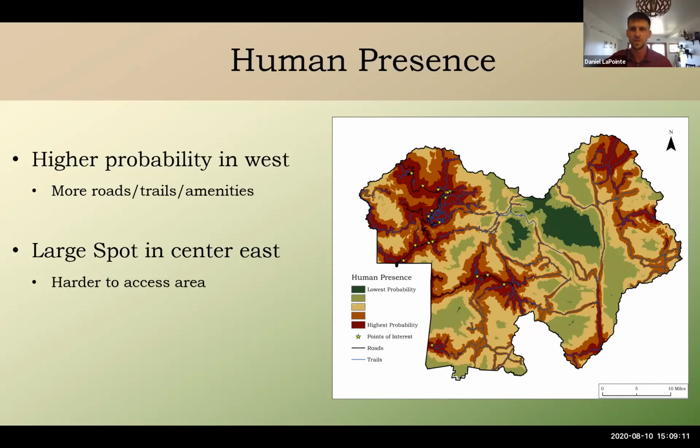If you look towards the eastern portion, you do see some high probability areas. That's mostly on trails, and then kind of on the eastern boundary in the center, that is Mount Whitney, which is a more popular hiking destination. We do have this spot in the center east portion of the park that has low probability of human presence, and that's because it's relatively difficult to access. You have to hike pretty far in to get there, and there's really no roads or amenities by that area.